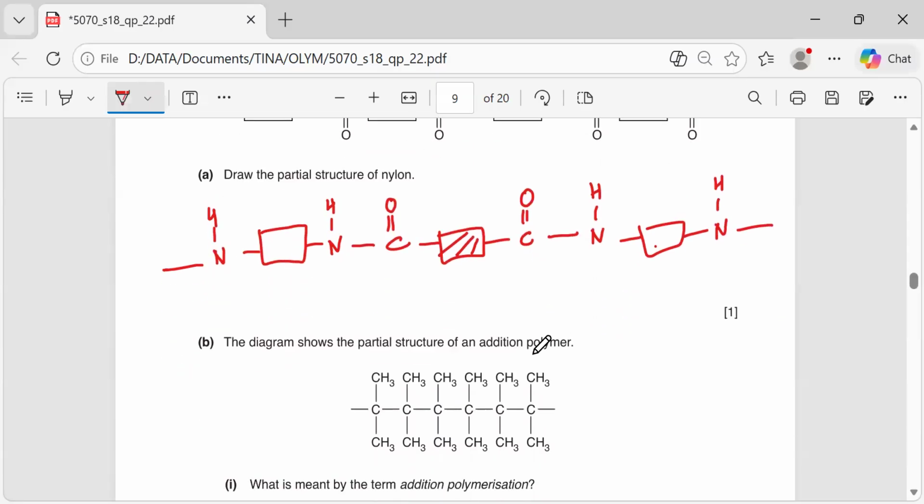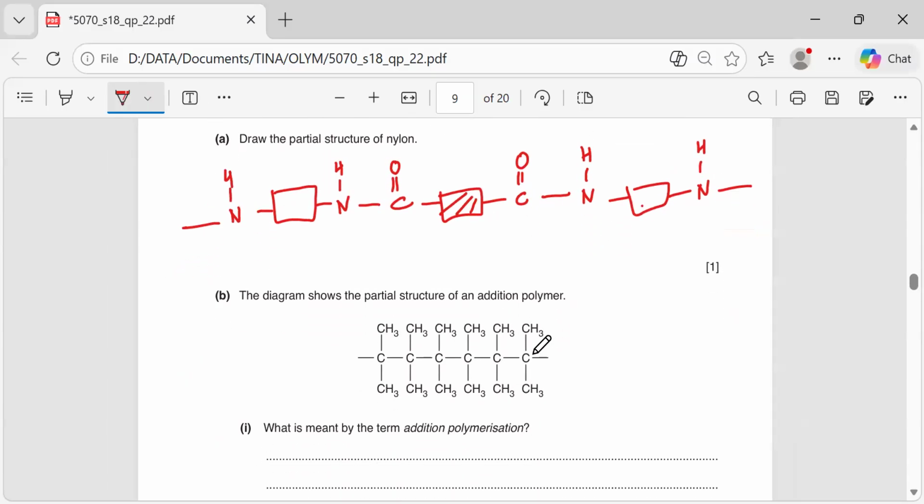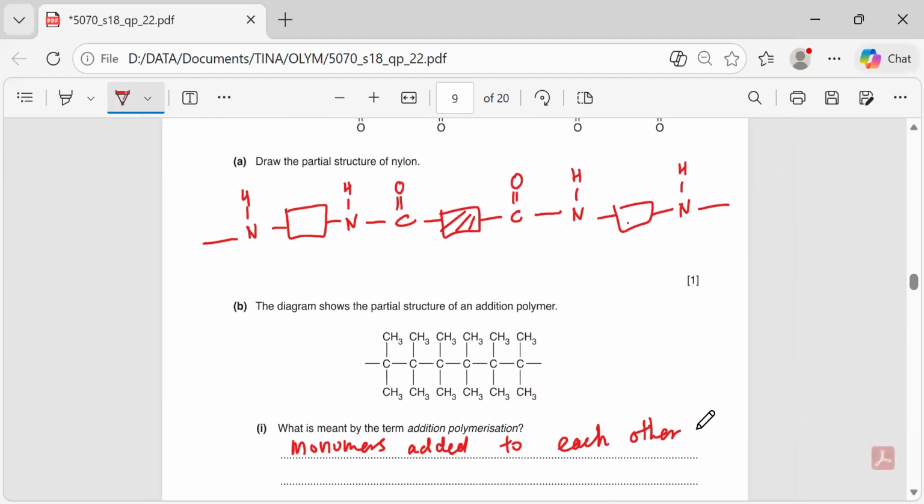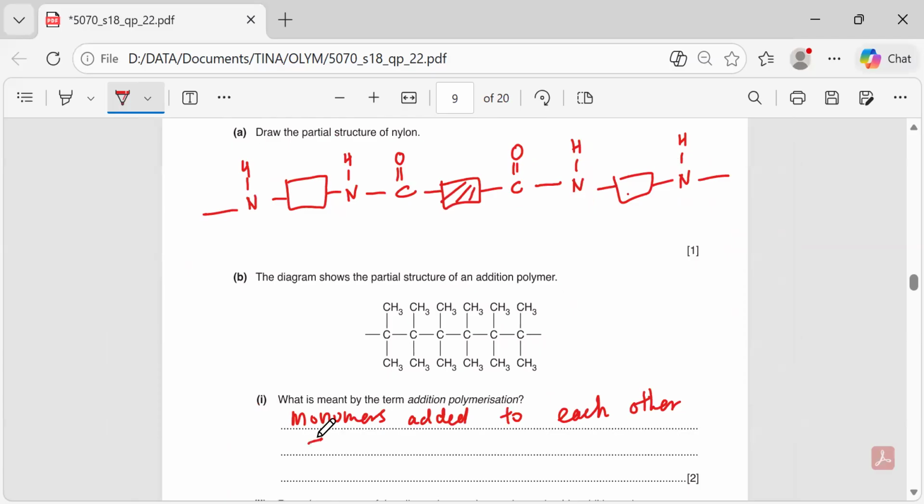This is a partial structure of an addition polymer. Okay, what is addition polymerization? Monomers added to each other to form how many products? One product only. To form polymer as the only product.